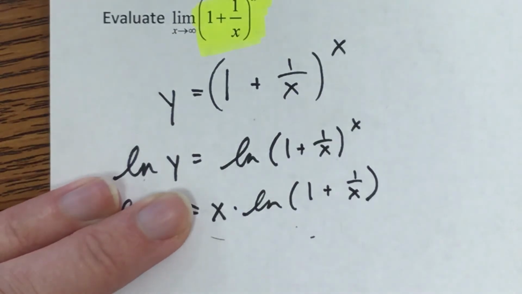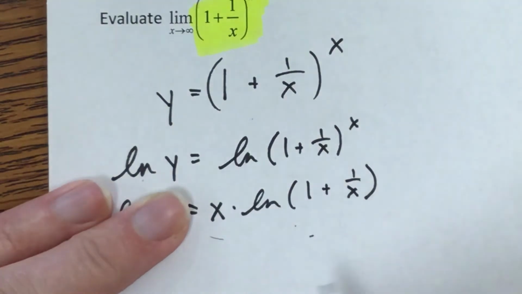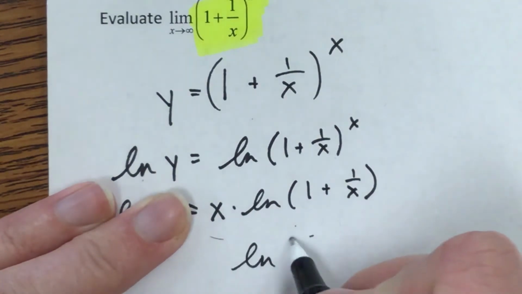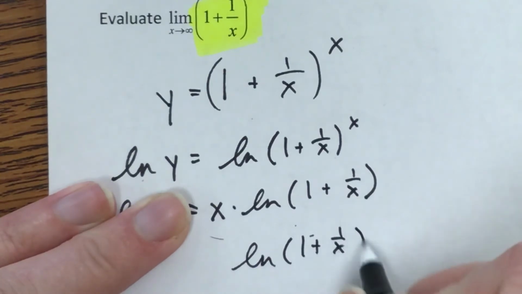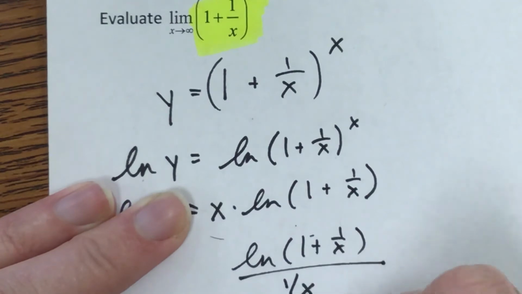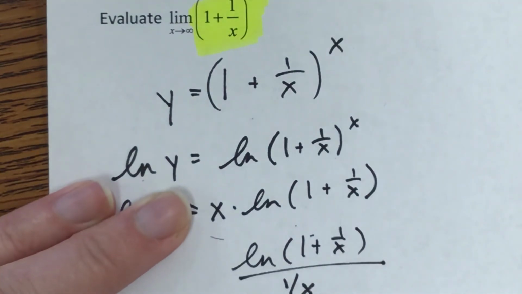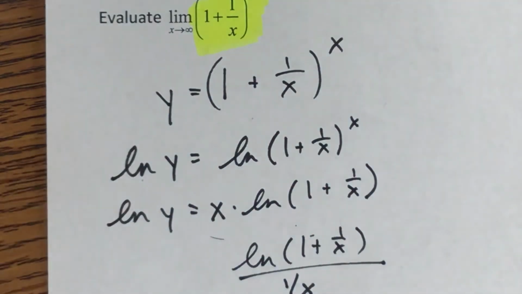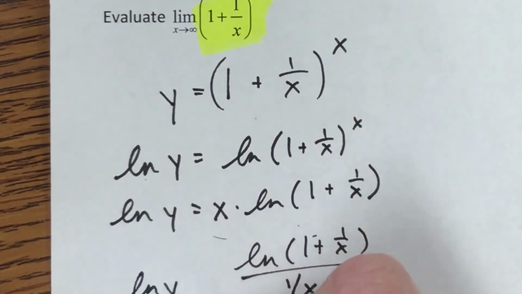Infinity times 0 is indeterminate form. So we have to do something to get a fraction out of this. So we're going to do something weird with this x. This is going to be the natural log of 1 plus 1 over x over 1 over x. Right? Divide by 1 over x is the same thing as multiply by x. Flip the fraction over and multiply, right? So this still equals natural log of y.